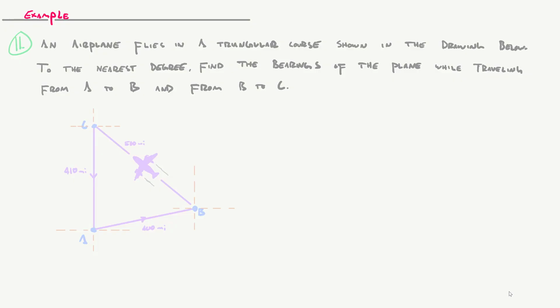All right, so for the second example, we've got an airplane that flies in a triangular course shown in this thing that I drew below. To the nearest degree, find the bearings of the plane while traveling from A to B and from B to C. I didn't put this on here, but this is north. So we need to figure out what this angle is. That's the bearing from A to B, which is nice because it actually doubles as the interior angle of this triangle.